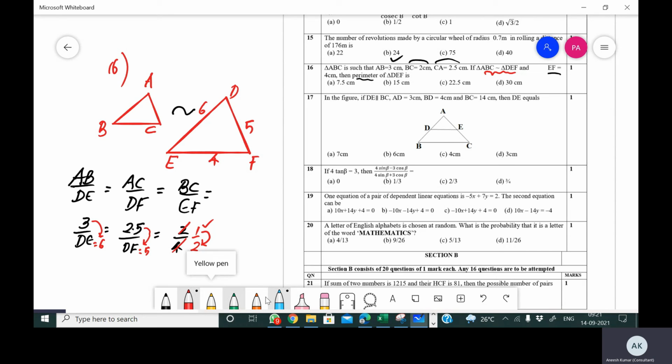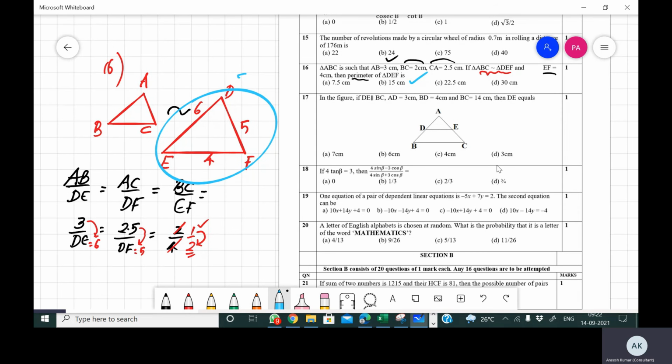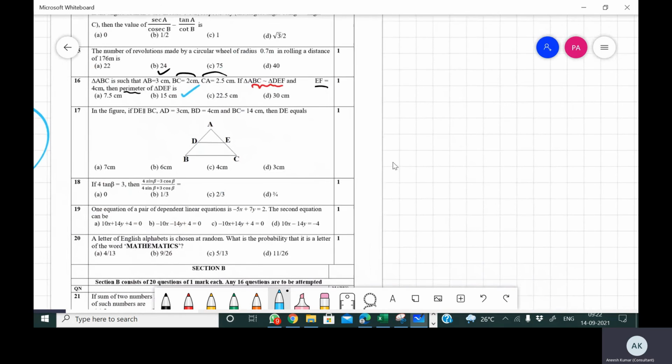And what is the perimeter of a triangle? You know, the sum of all sides of a triangle is called the perimeter. So what is the sum of 6, 4 and 5? It is 15. 15 is the perimeter. Okay, this is the perimeter. Understood? Yes. Next question. Question number 17.